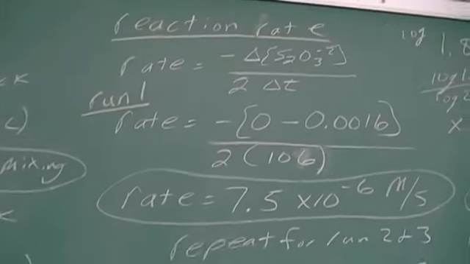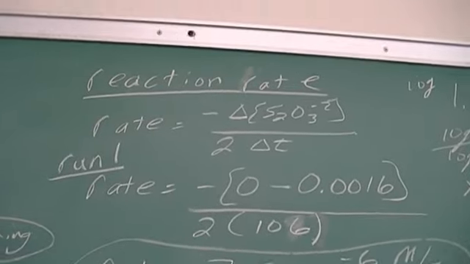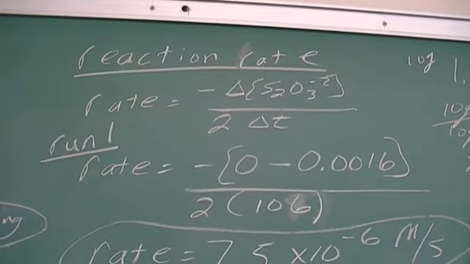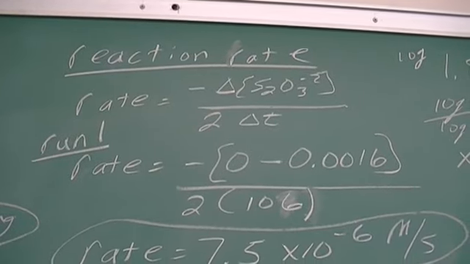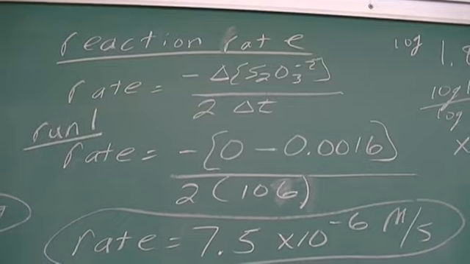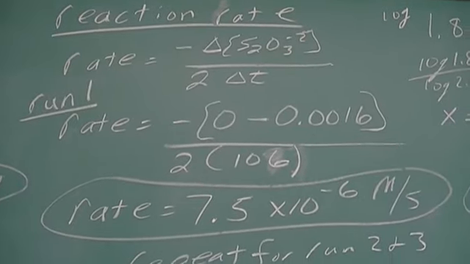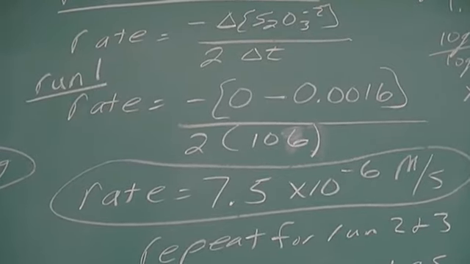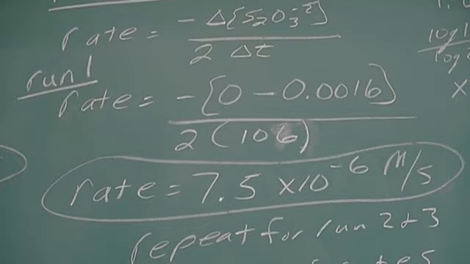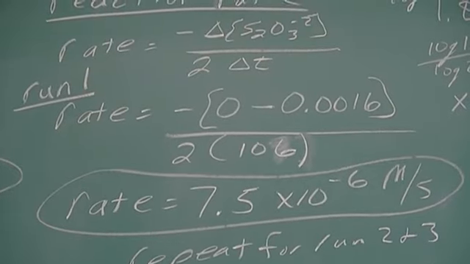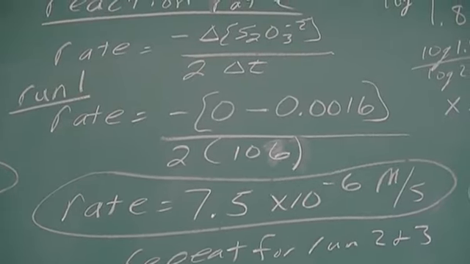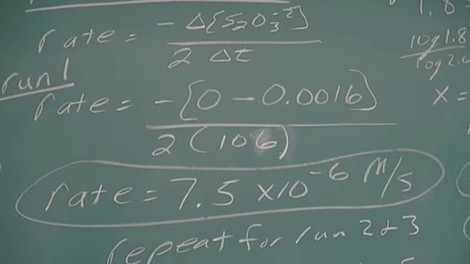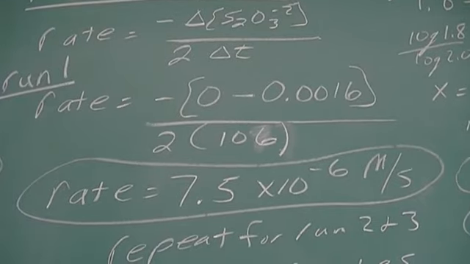All right, so the first thing that we come to in our calculations is to calculate the reaction rate. And so it was shown before in the pre-lab that the rate is equal to the disappearance of S2O3 minus 2 over 2 times the change in time. I'm going to do the calculations for run 1. All right, and so your rate is equal to your change in concentration of S2O3. The final concentration is 0. The initial concentration we just calculated after mixing, 0.0016, divided by 2 times delta T.